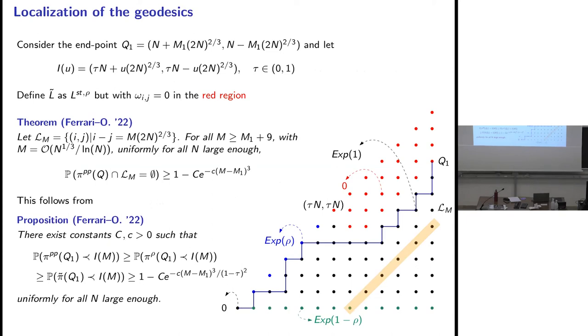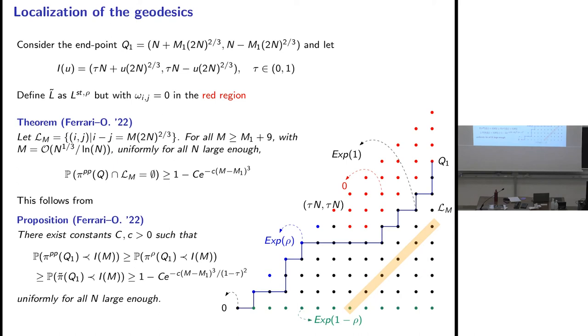Okay, to show the result for the covariance, we actually need to have an estimate on the variance of the difference of the LPP. You also need a result about the localization of the geodesic. Why do we need this? What you expect from the increments of the LPP is that the local behavior of the variance should be described by the stationary state, but this will hold only if you look at this small scale.